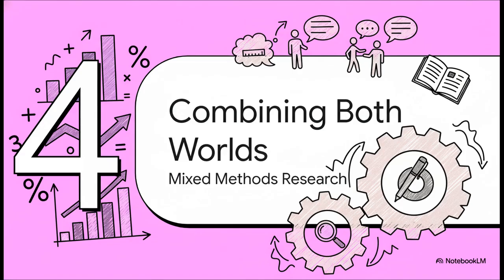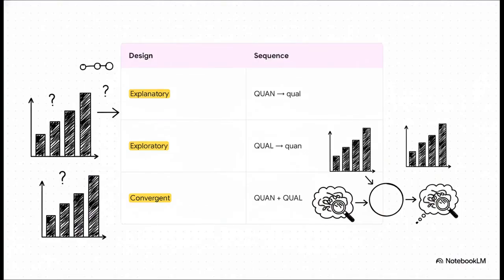So, what if you need both? What if you need the numbers and the story? What if you want to know how much and why? Well, that's where our third paradigm comes in, mixed methods research. And it's all about powerfully integrating both of these approaches. And there are a few common ways to do this.